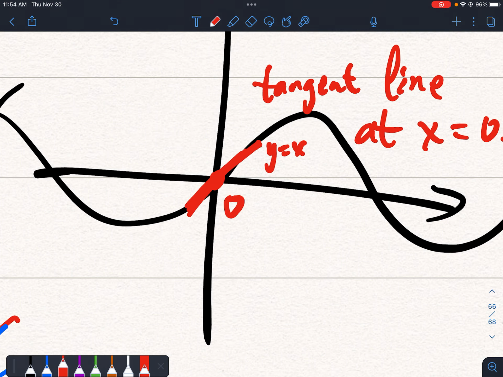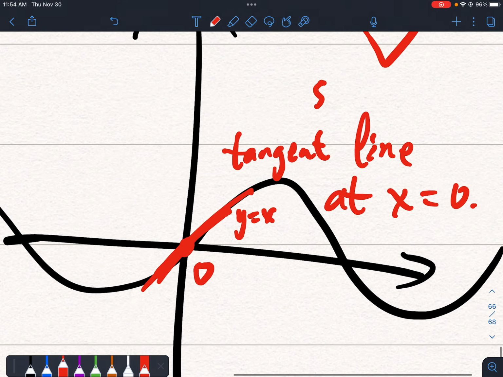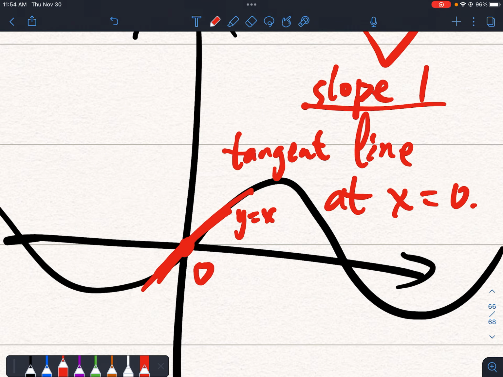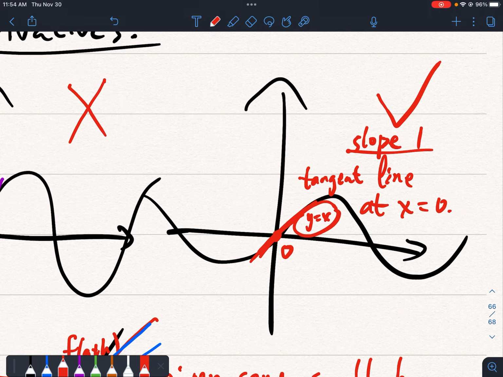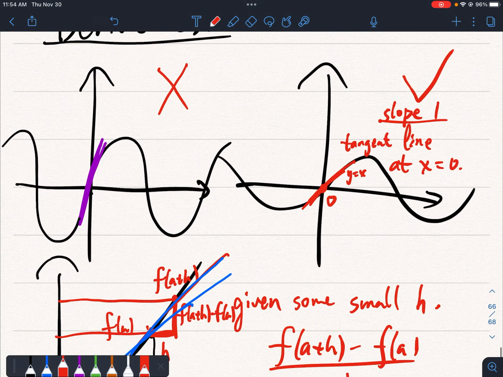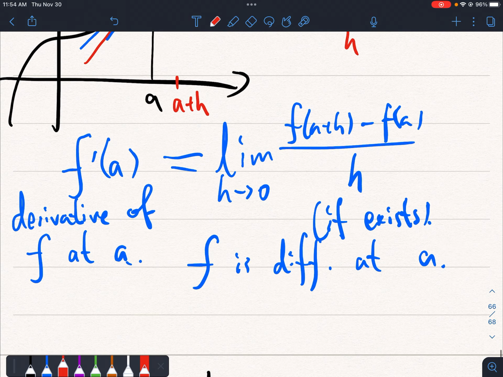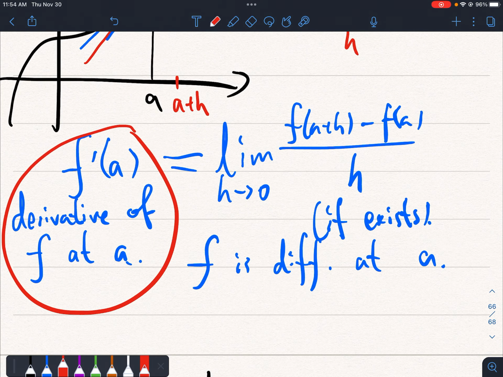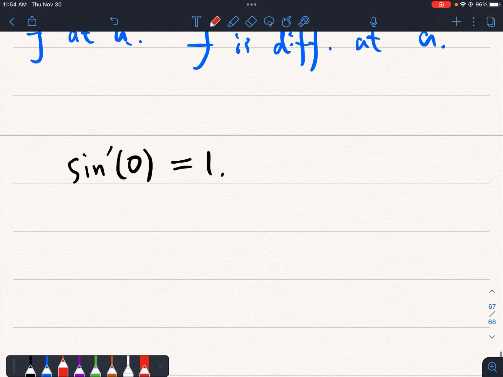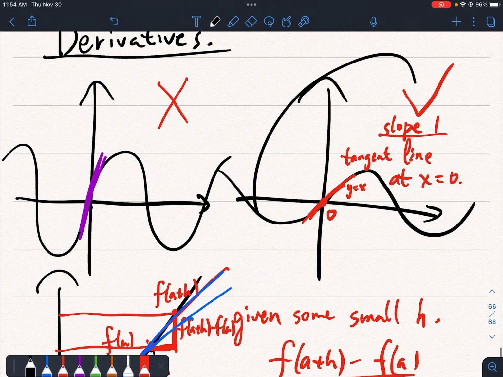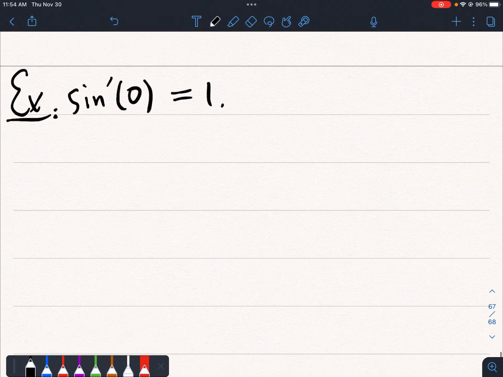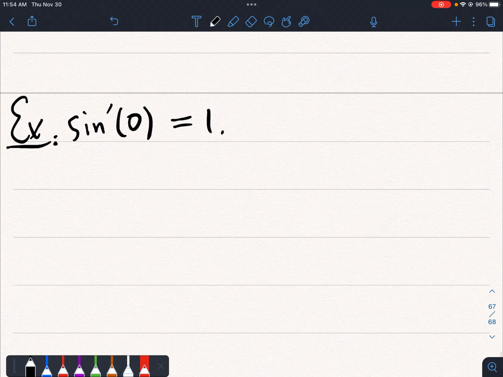What does it mean? It means that if you look at the sine function around 0, if you look at the tangent line, then the tangent line should have a slope 1, right? Because this is what it means for y equals x. This means the slope is 1. And also the slope of the tangent line is equal to the derivative of this function at the point. So then we want to show that this is equal to 1. So then this will show that this is the correct graph.